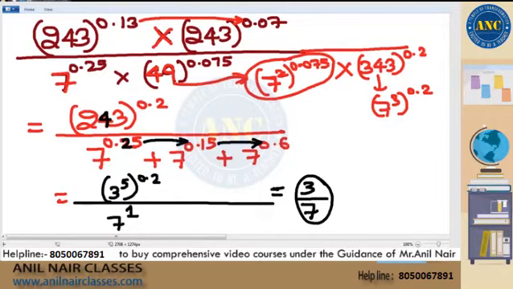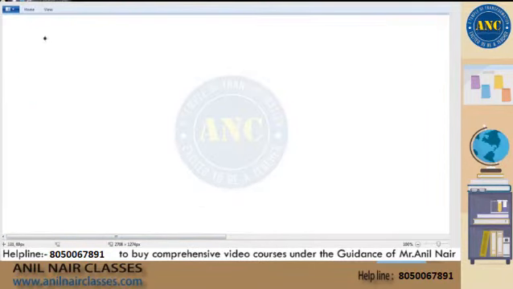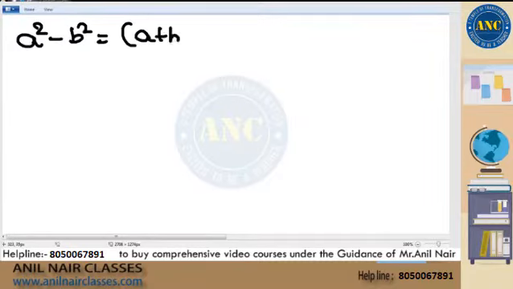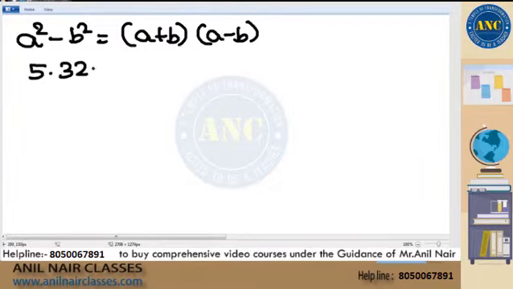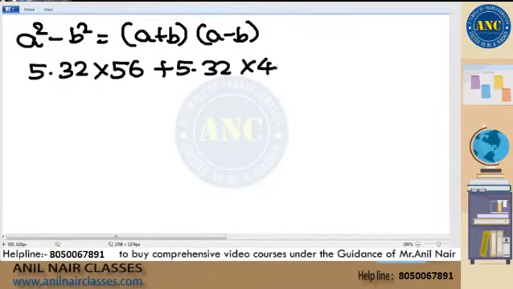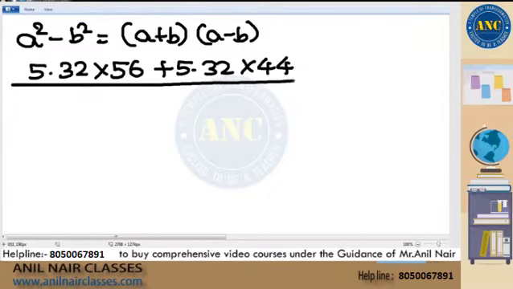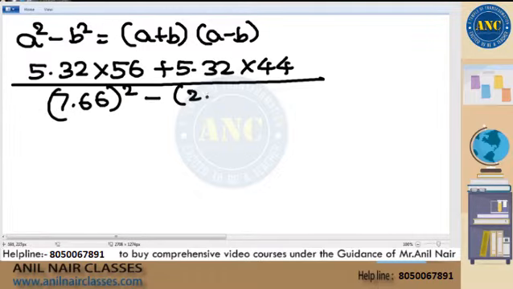Another question. See here, sir. And I am again sure that my students know this: a square minus b square is a plus b into a minus b. Now suppose for example your question is 5.32 into 56 plus 5.32 into 44 divided by 7.66 whole square minus 2.34 whole square. This is a question on indices because there is a power called 2 in this case.